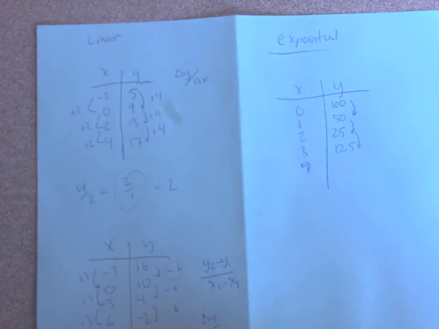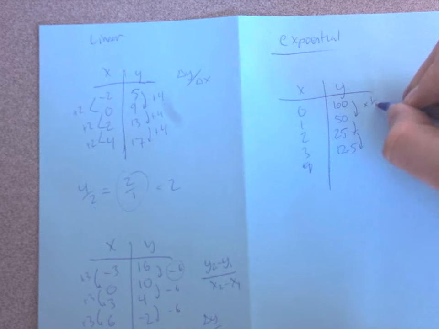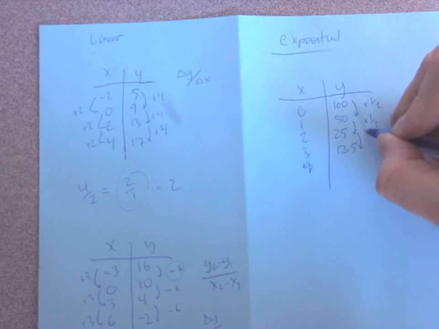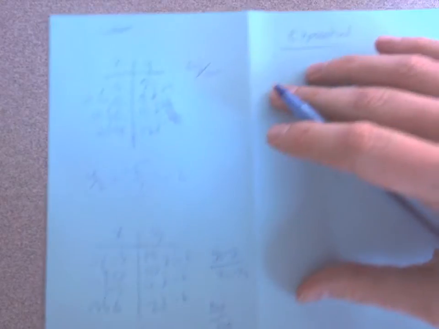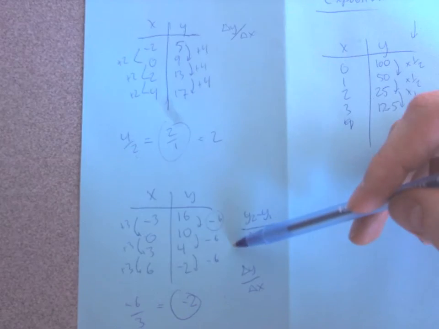We're dividing by 2 because it's halving, but dividing by 2 is the same as multiplying by a half. So even though this is going down, we're multiplying by the same amount every single time. So exponential is a multiply or divide pattern, but we typically write it as multiplication. Linear is an add or subtract pattern.